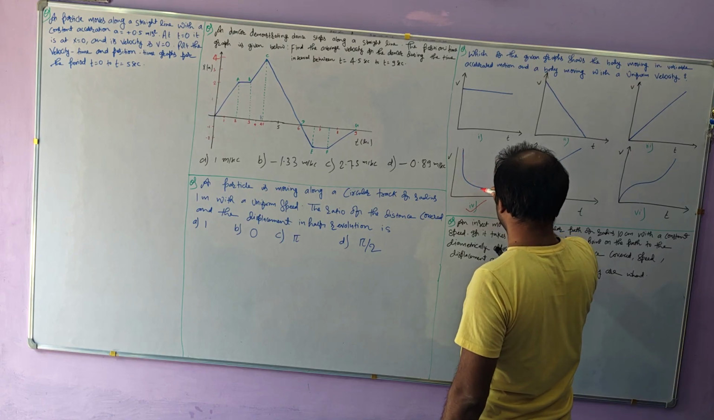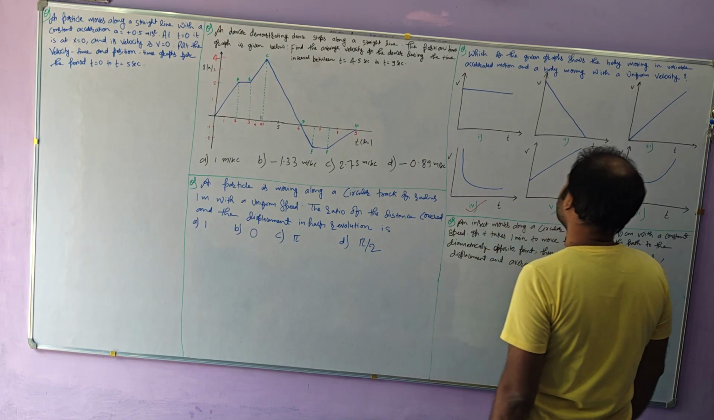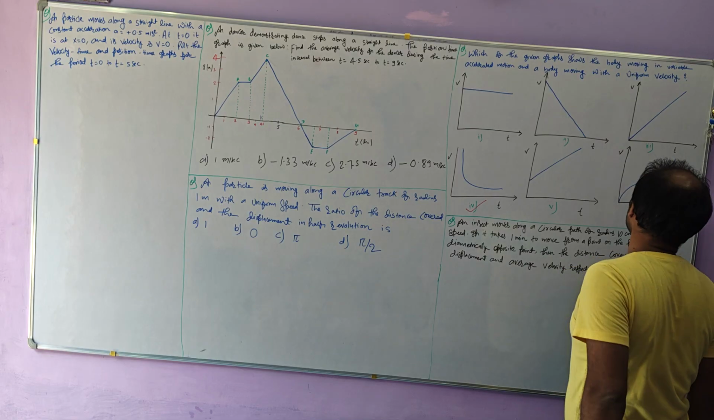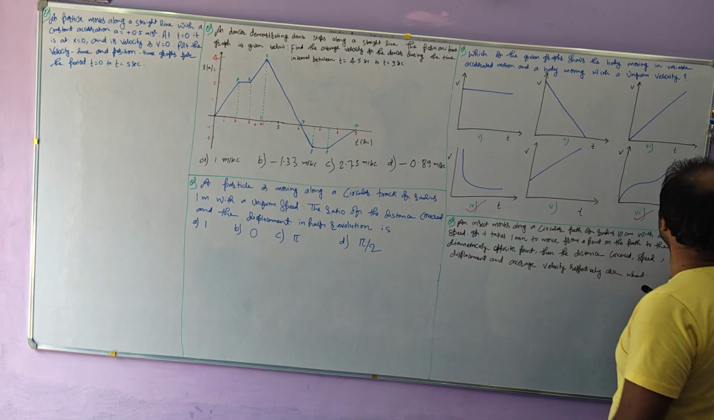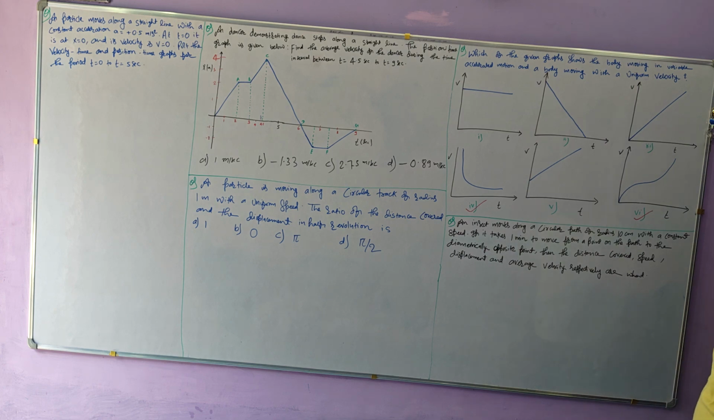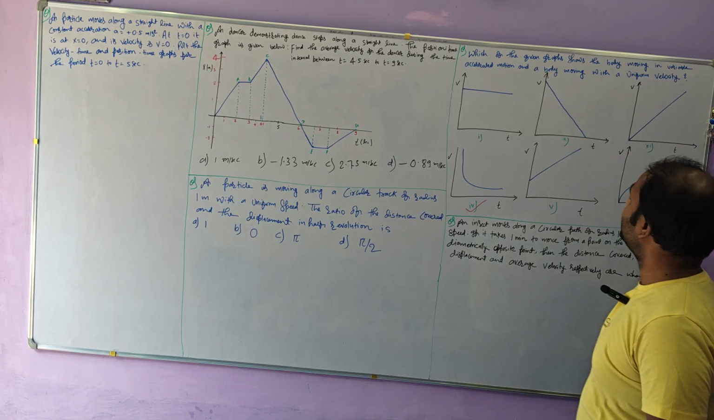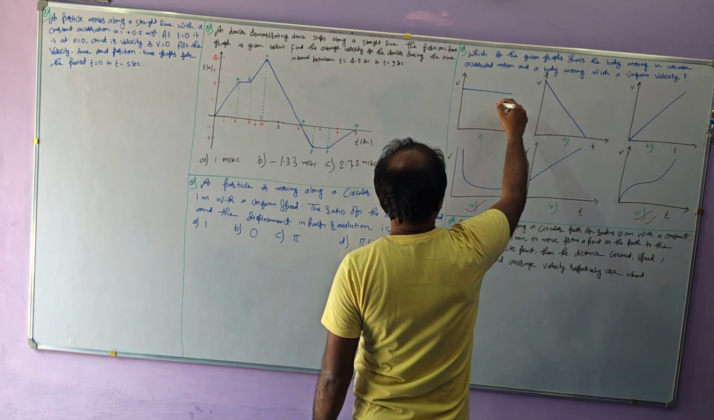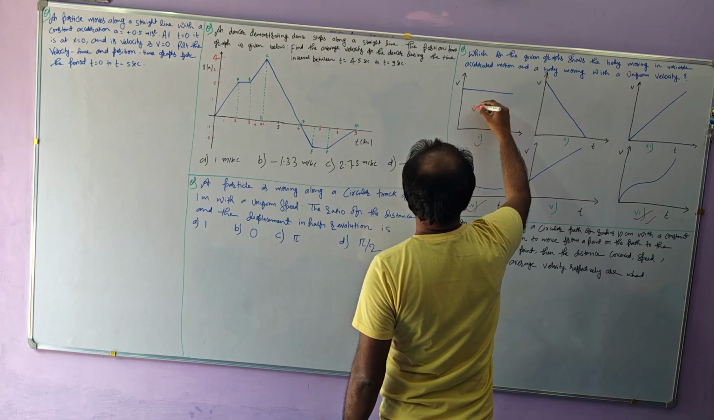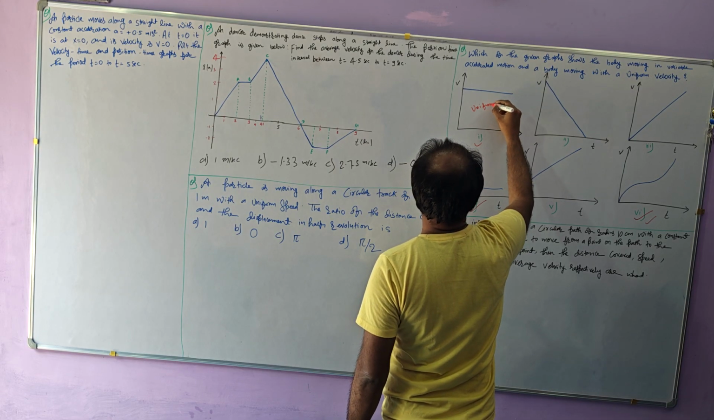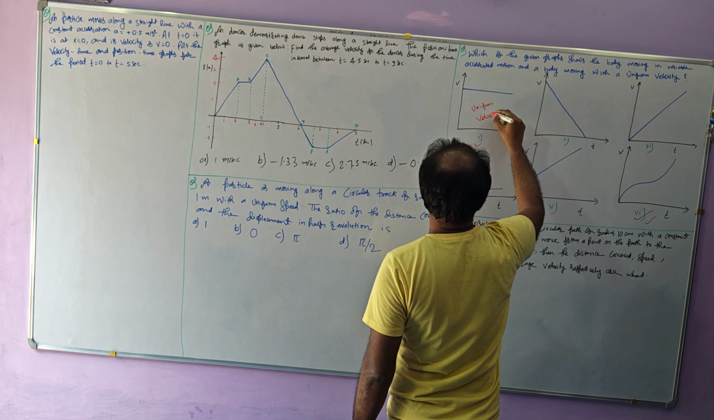Firstly, it decreases, then slightly it goes constant, in the same way as this graph. Then variable accelerated motion is second and fourth, and uniform velocity is where acceleration is 0. That means it is a graph of uniform velocity.